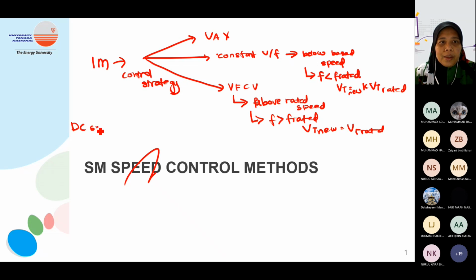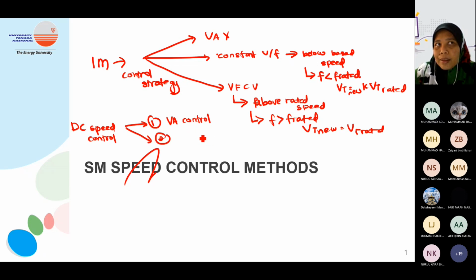speed control strategy? Siapa masih ingat? How many types do you have? VA control. Yes, VA control. This one for below the rated speed. The second one? Flux control. Yes, we have flux control. Okay, these are the control method for DC motor.